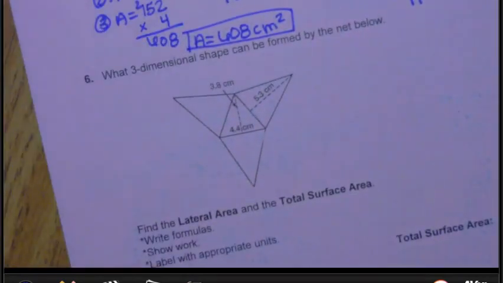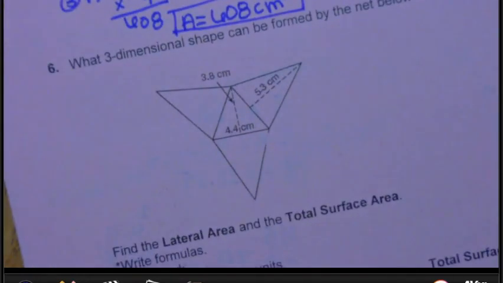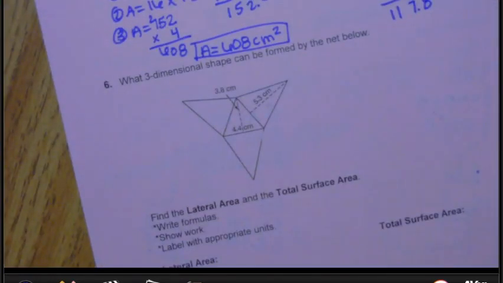All right, let's try down here for number 6. Let's try one more for number 6 here. Actually, we got 2 more.